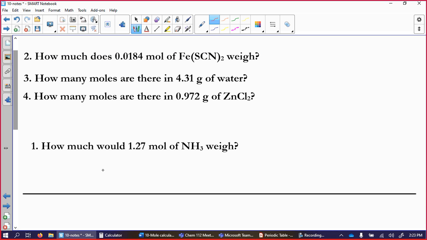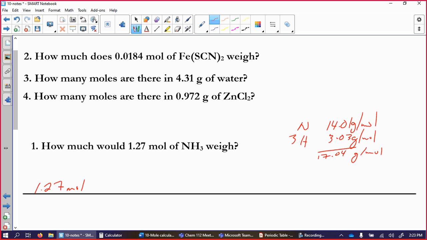How much would 1.27 moles of ammonia weigh? Nitrogen, 3 hydrogens is 17.04. I want grams of ammonia. Ammonia is usually a gas, so you would probably want liters, but this says weight. So I want grams.